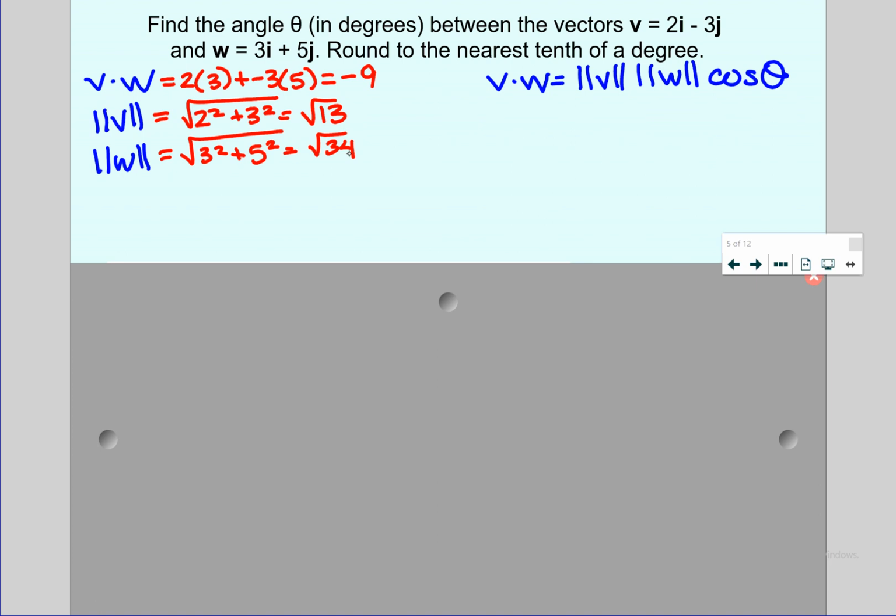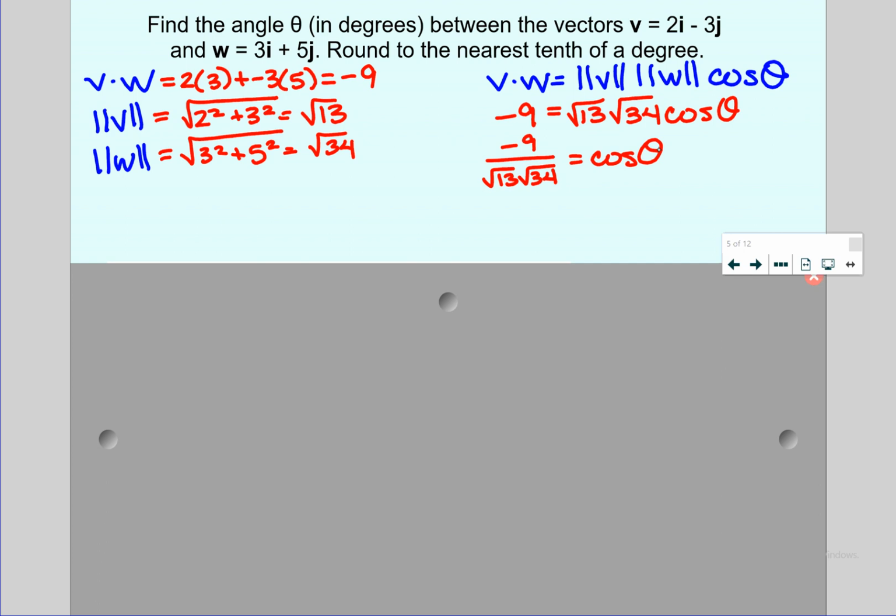All right. So now plugging it in, the dot product part is -9. Magnitude of V is rad 13. Magnitude of W is rad 34. Cosine theta. All right, and we need to solve for theta. I'm not going to type anything in until the very end here. The first thing I'm going to do is take those radicals and divide them over to the other side. You can divide them both over at the same time. So -9 over rad 13 and rad 34 equals cosine theta.